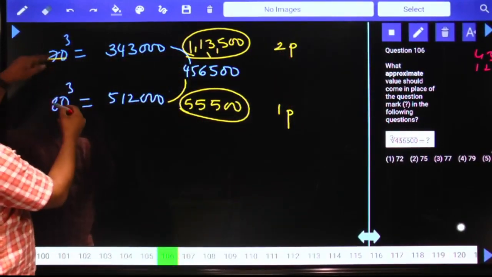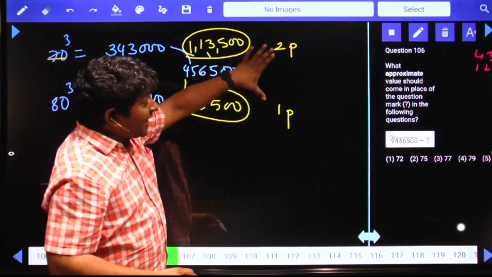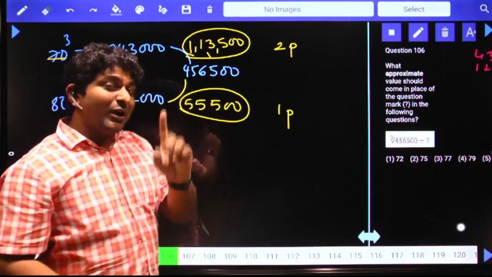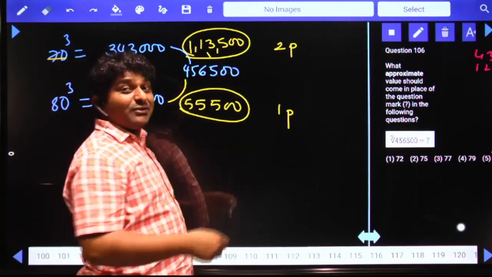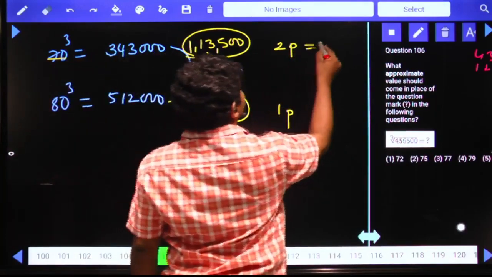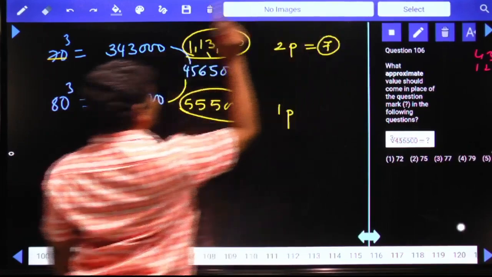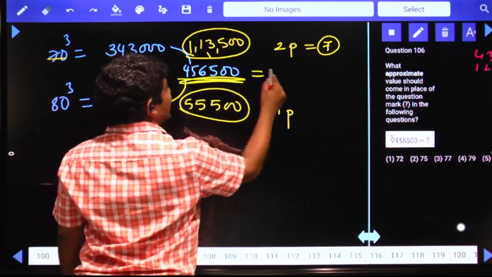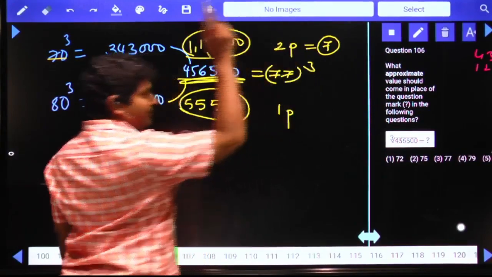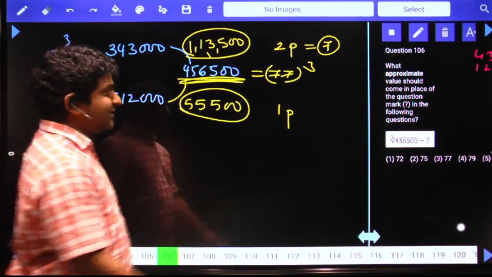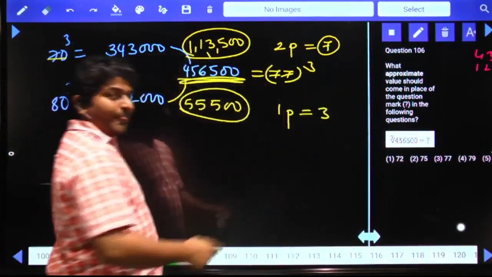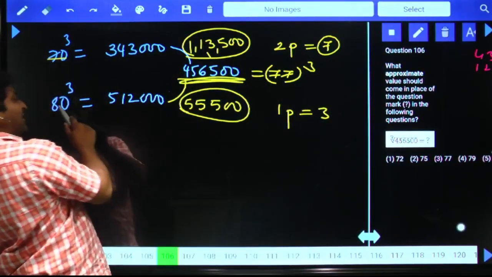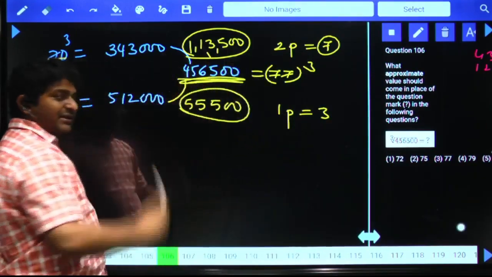Difference between 70 and then 80 is equal to 10 and that 10 is divided in the ratio 2:1. Total 3 parts we have. If 3 parts is equal to 10, 1 part is equal to 3.3 and 2 parts is equal to 6.6. Approximate 6.6, I will treat it as 7. So this value is equal to 70 plus 7, that is equal to 77 cube. Otherwise, you can treat 1 part as 3 and this number is less than 5,12,000, which is equal to 80 minus 3, that is equal to 77 cube.